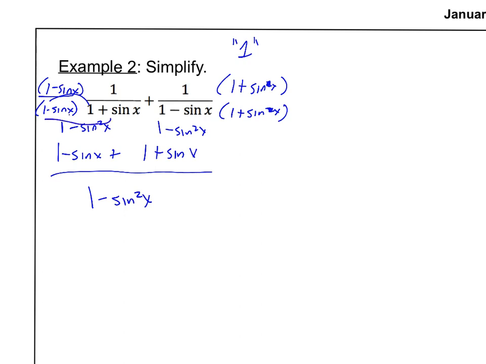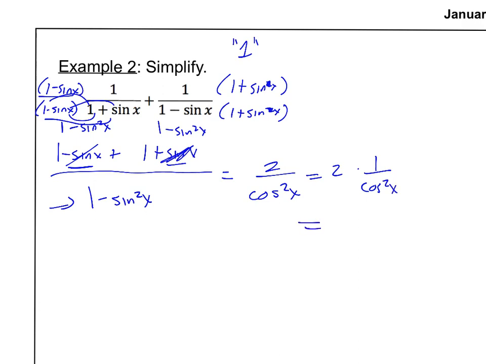Some call it FOIL, some call it double distribution, whatever you call it, you've got to multiply everything together, but realize that the middle term is going to fall apart. All I'm left with is that. So now a little simplifying: minus sine x plus sine x cancels out, so I'm left with 2 over 1 minus sine squared x, which is 2 over cosine squared x, because I can rewrite that. So that's going to be 2 times 1 over cosine squared x. Rewritten, that's the same thing as 2 secant squared x.